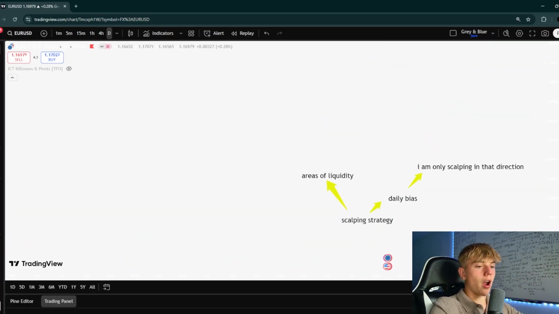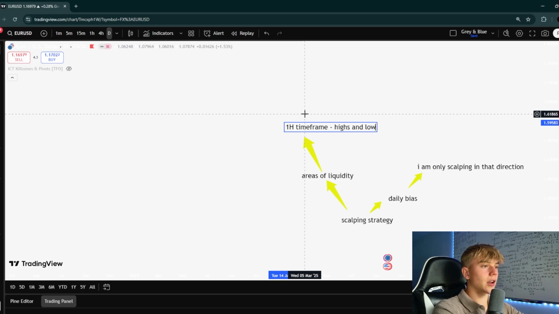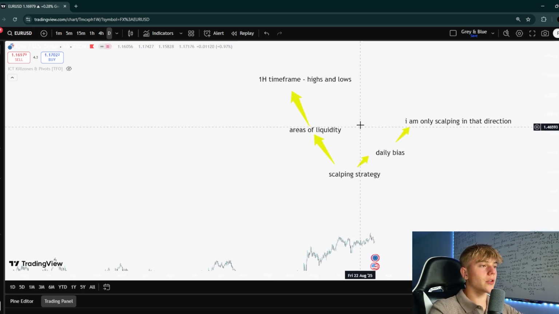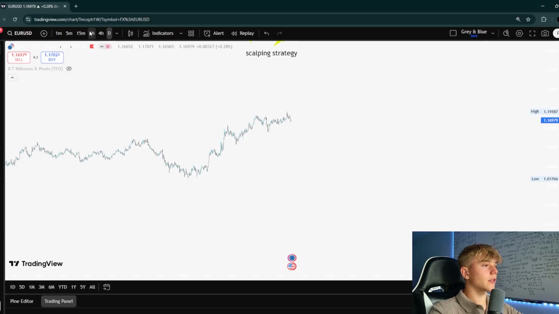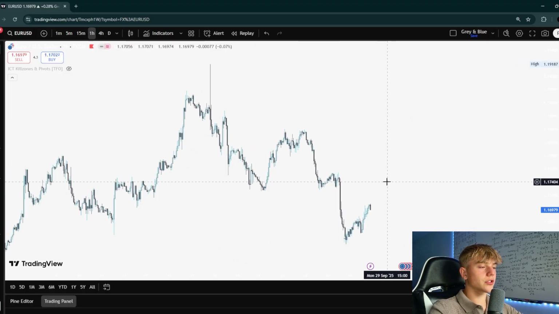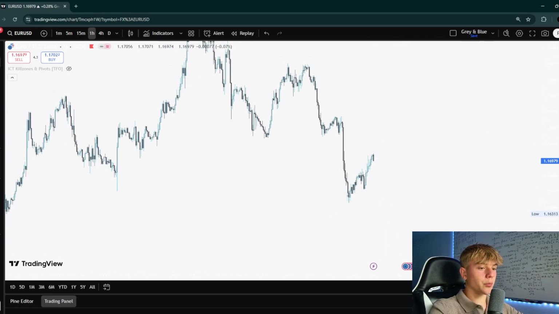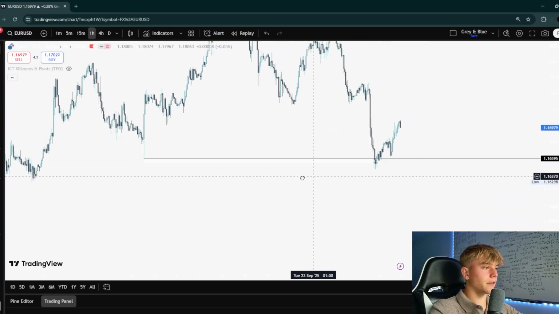Now, to find our areas of liquidity, very simply for this strategy, I will just go on the 1 hour time frame and draw the highs and lows, because 1 hour highs and lows are big areas of liquidity. So once again, I'll drop down to the 1 hour chart and I will draw out areas of liquidity. Areas of liquidity are just previous highs and lows. So we go back and we want to draw a few below price and a few above price.